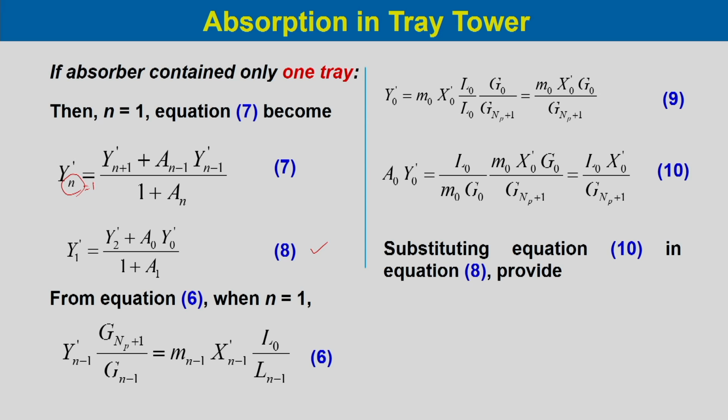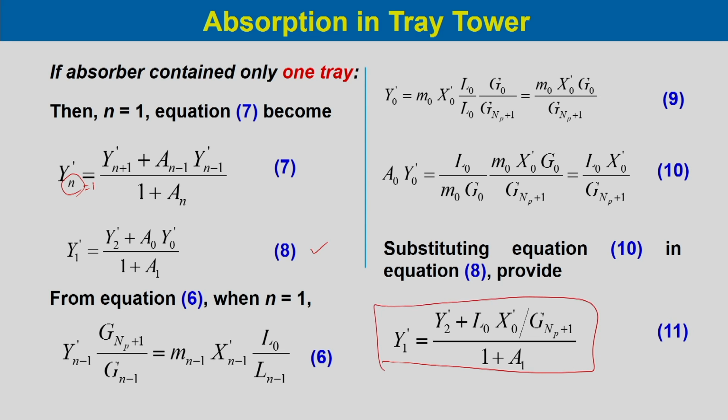So, substituting this equation 10 in equation 8 over here, we will obtain equation 11, which is y_1' would be equal to y_2' plus L_0 x_0' divided by G_{np+1} by 1 plus a_1. So, this is y_1', and then similarly we can proceed for 2 trays.